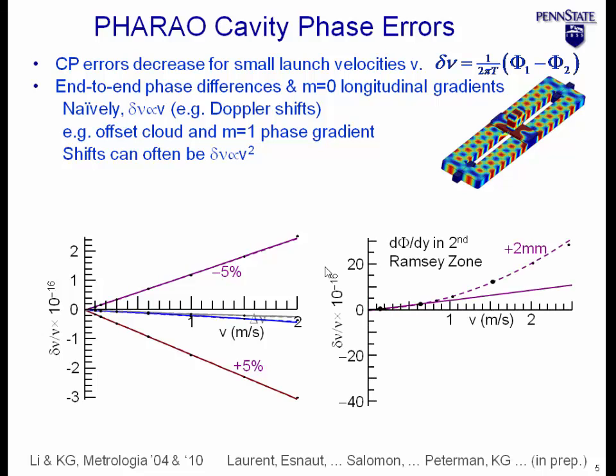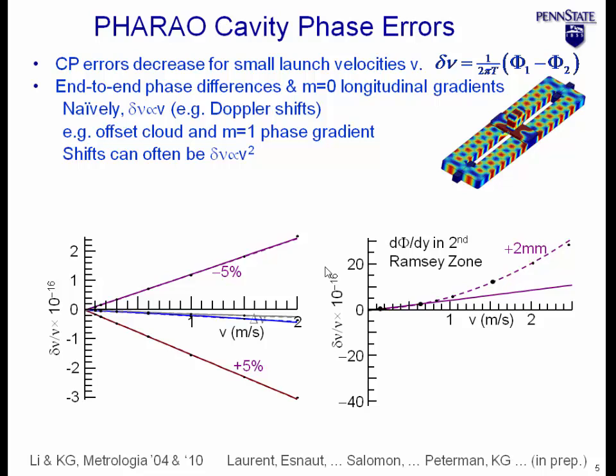If we have phase gradients in a zone, here for example in the second zone, so this is for a difference in resistance on either side of the cavity of 10%, then that will produce a phase gradient, and now the frequency shift can be quadratic in the launch velocity.